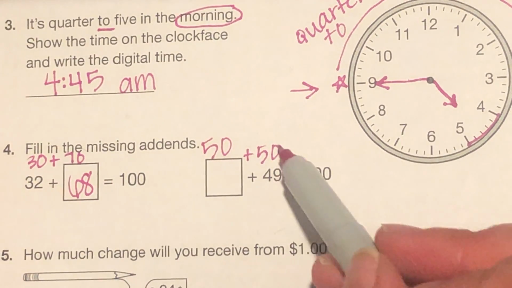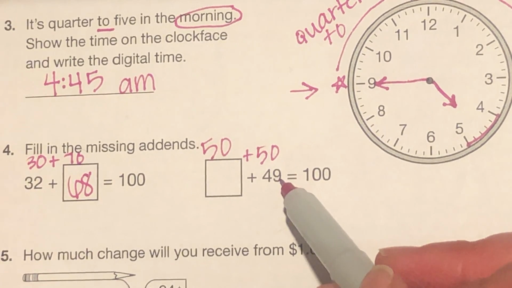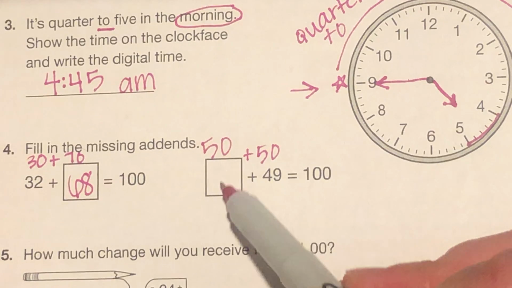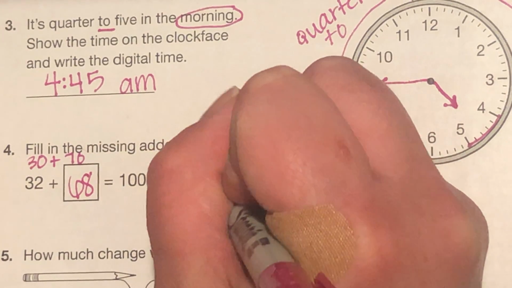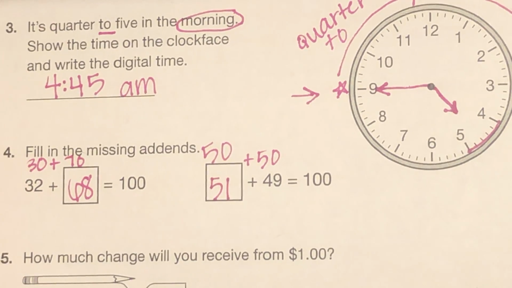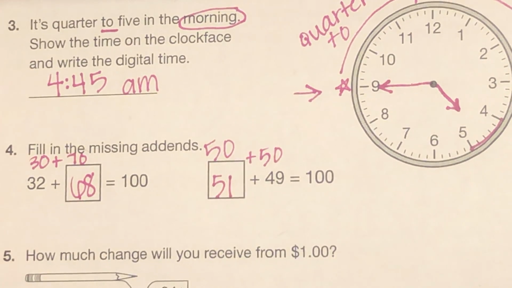So I took 1 away from 50 over here to make 49. So I need to add 1 to 50 here, which would equal 51. 51 plus 49 equals 100.